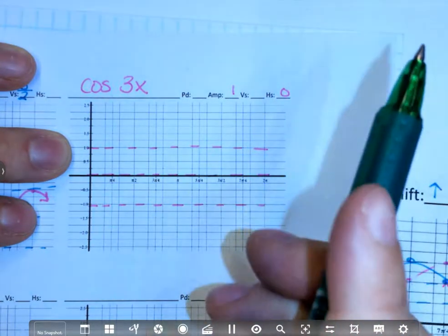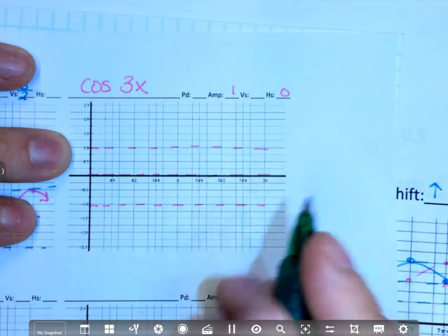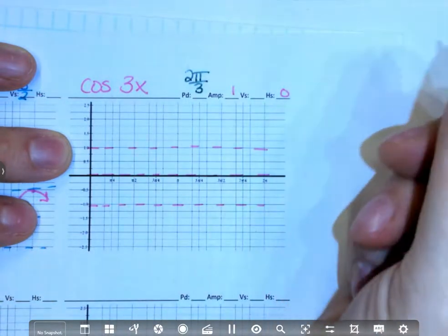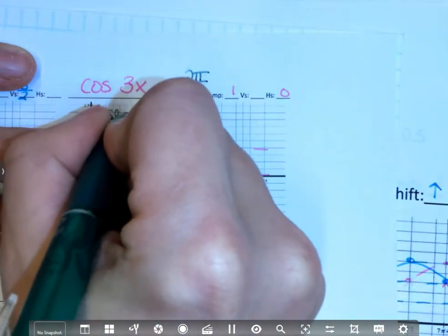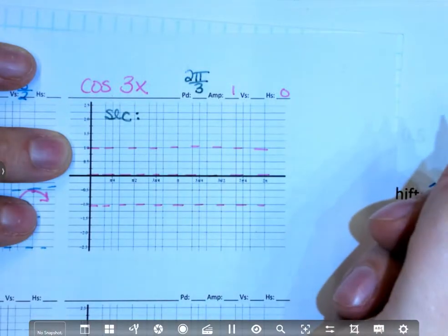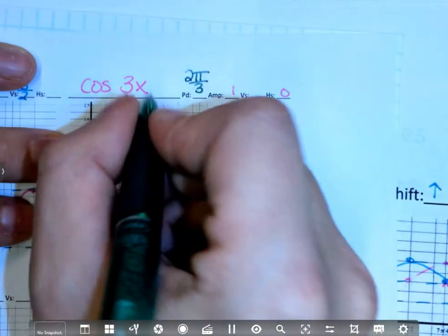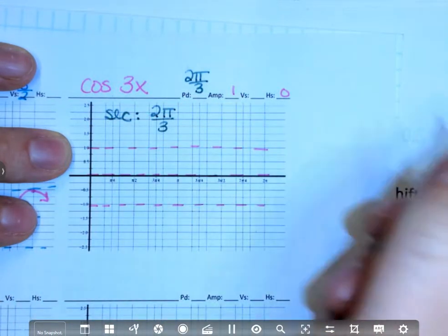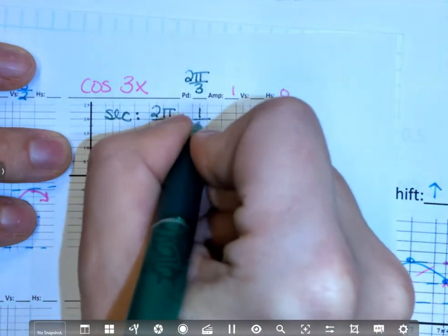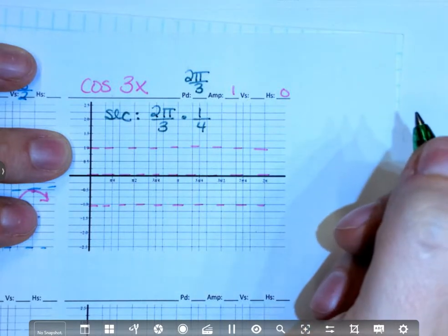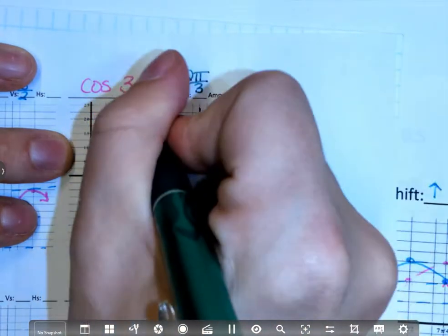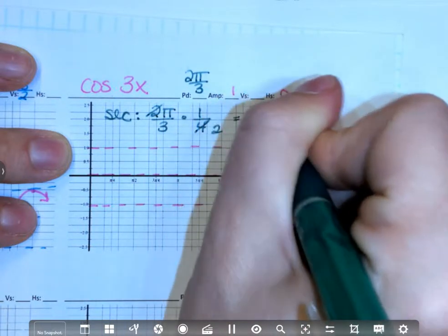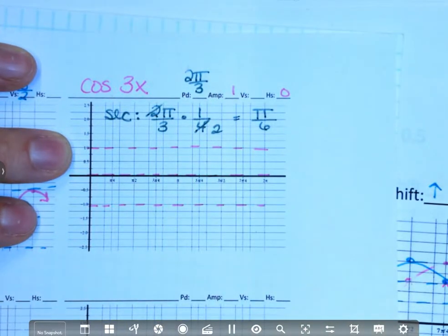What is your period here? 2 pi over 3. Oh, that's weird. If I want to find my section, I'm going to take 2 pi over 3 and do what? Multiply it by 1/4, because dividing a fraction is very difficult. Multiplying by a fraction is easy. So that gives me pi over 6.